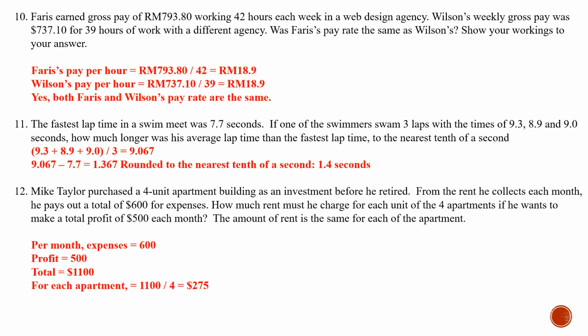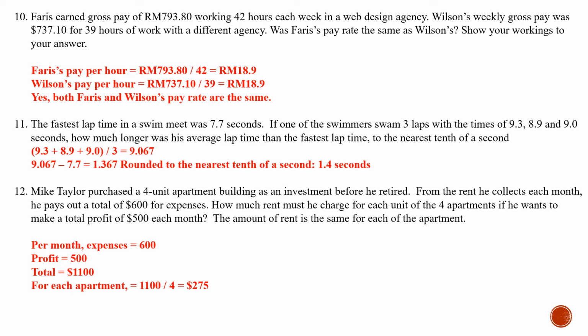All right. The fastest lap is 7.7. One of the swimmers swam 3 laps with the times of this much. All right. How much longer was the average? So you find the average first, which you will get 9.067, and then you minus 7.7, which is quite simple. Most of you got this right, but you forgot to round off to the nearest tenth of a second.